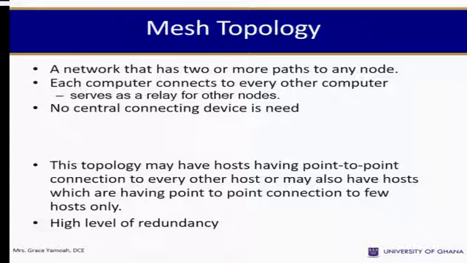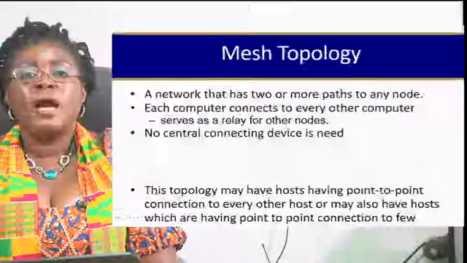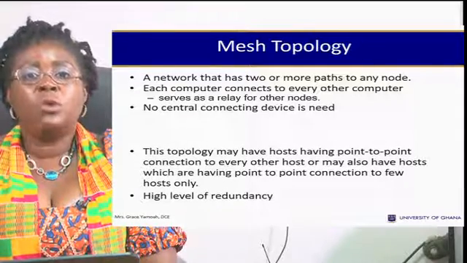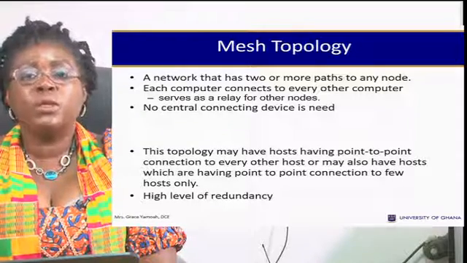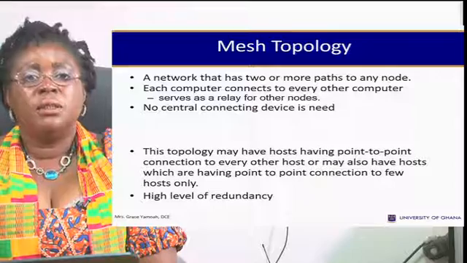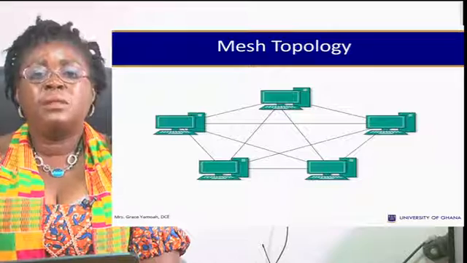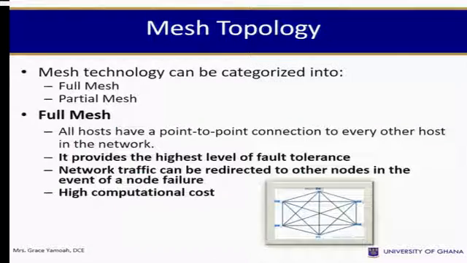Mesh topology. A network that has two or more paths to any node is a mesh setup. Each computer connects to every other computer and serves as a relay for other nodes. No central connecting device is needed. This topology may have hosts having point-to-point connection to every other host, or may also have hosts which have point-to-point connection to few hosts only. High level of redundancy. This is a typical mesh network topology.